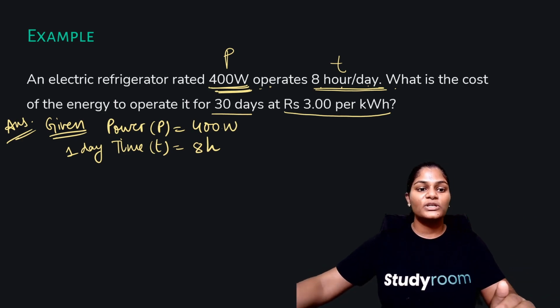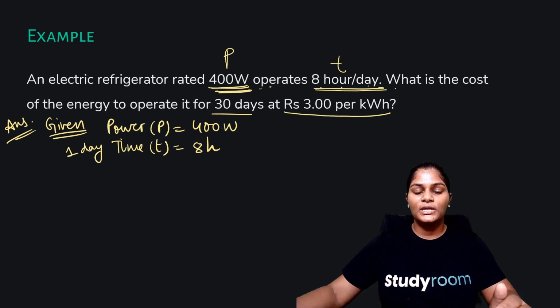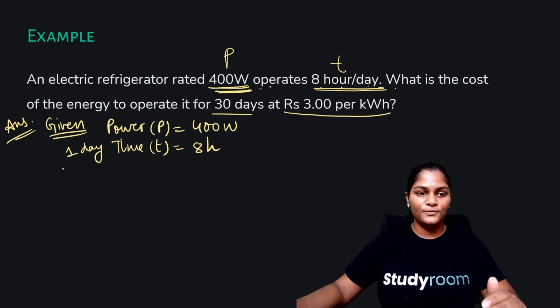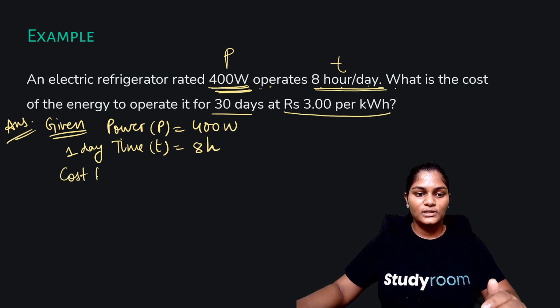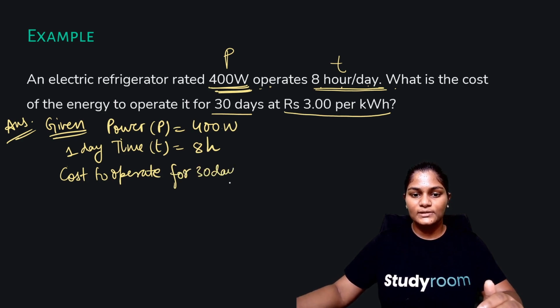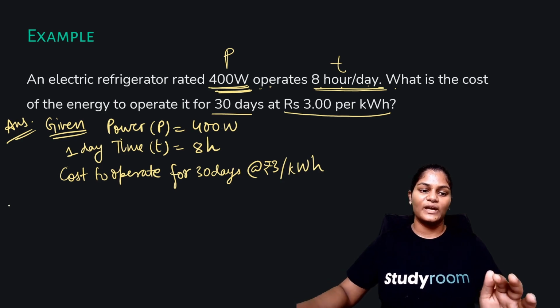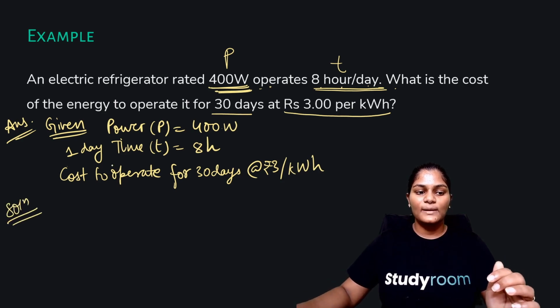We have the time. What is the cost of the energy to operate it for 30 days at 3 rupees per kilowatt hour? Okay, so we have to find the cost to operate for 30 days at 3 rupees per kilowatt hour, right? This is what we have. Okay, so now we'll go step by step.